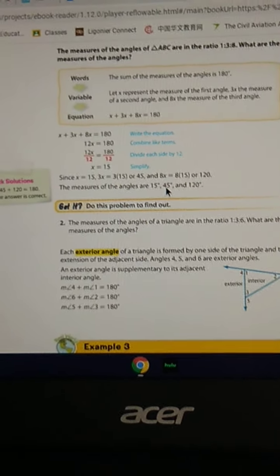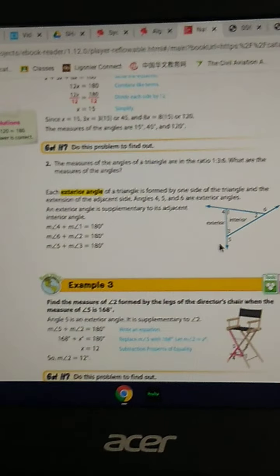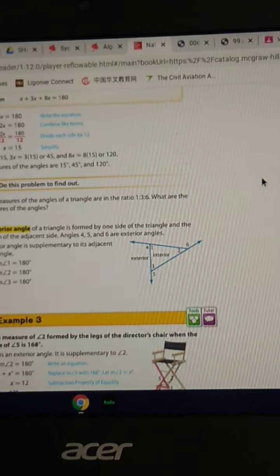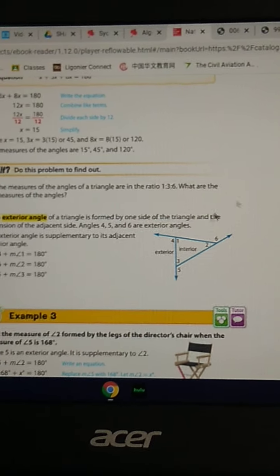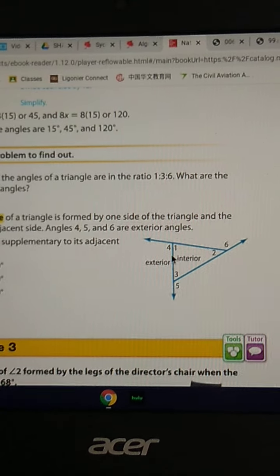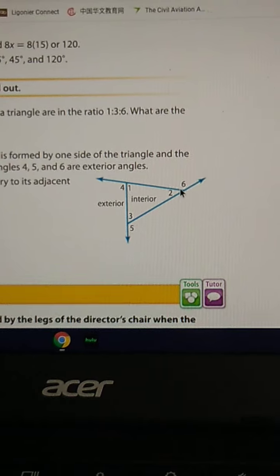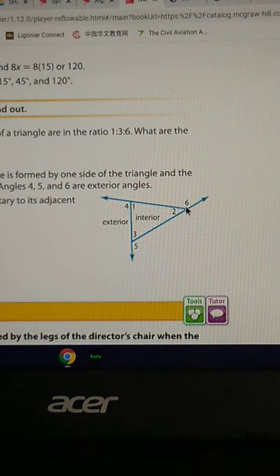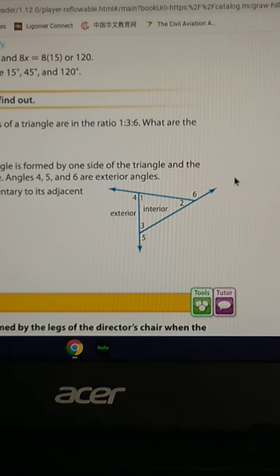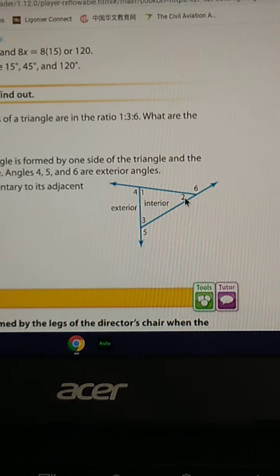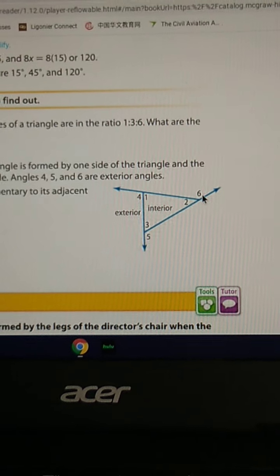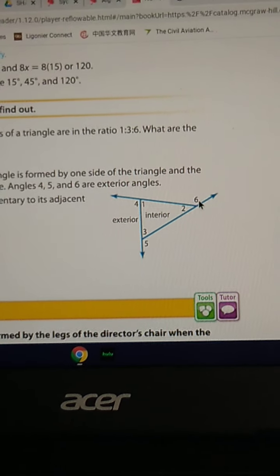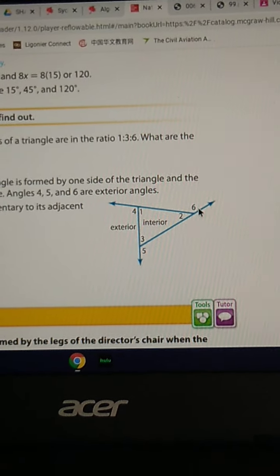All right. And then there are these things called exterior angles. If you were to draw the side of a triangle and extend it, let me see if I can zoom this in, let's say you extend this side, this one down here. If you extend this line out, you see that angle 2 and angle 6 become supplementary angles. Angle 2 would be an interior angle. Angle 6 will be an exterior angle to this triangle.